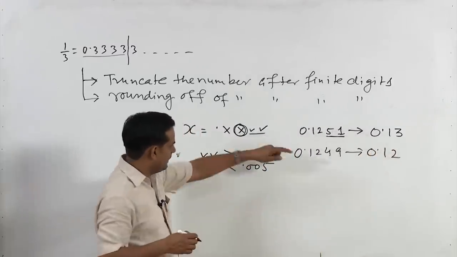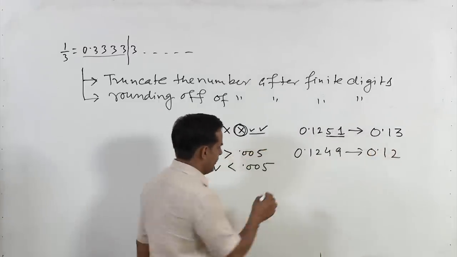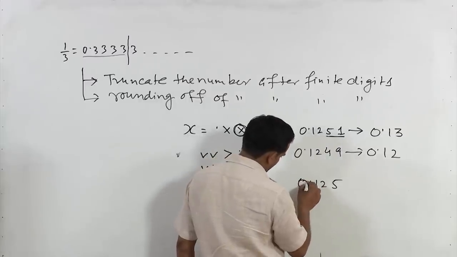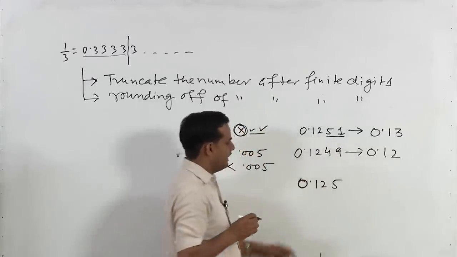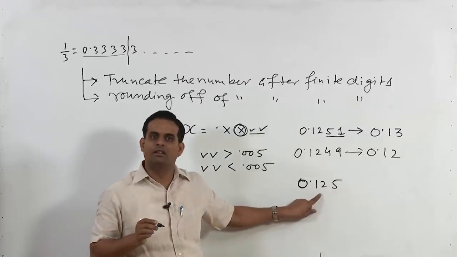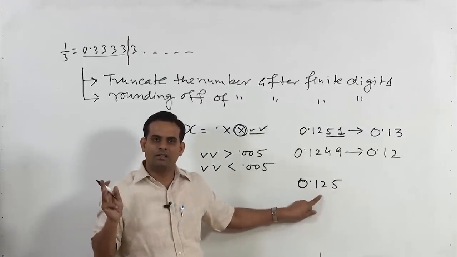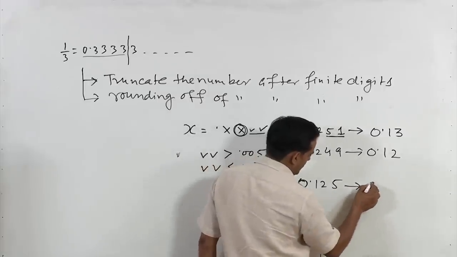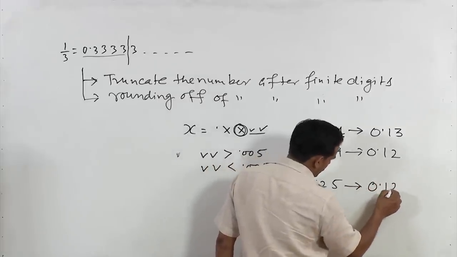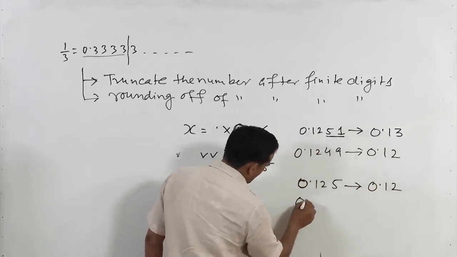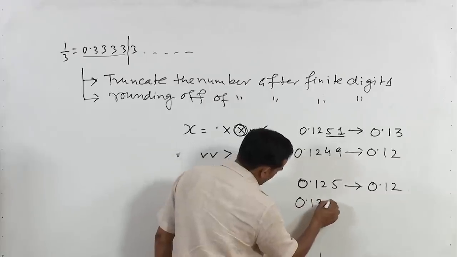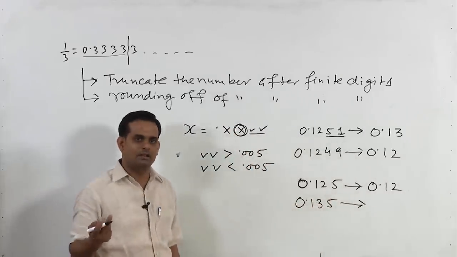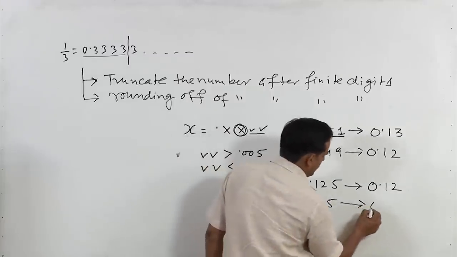What will happen if it is exactly 0.125 and I want to round it off up to two significant digits? So what will happen? This will retain 0.12. But suppose I am having a number 0.135 and I want to round this off up to two significant digits, it will become 0.14.